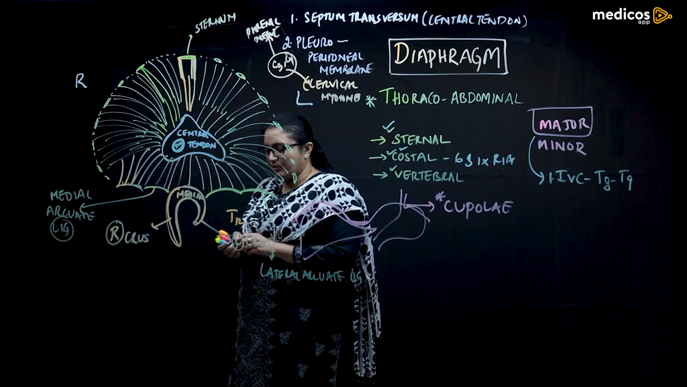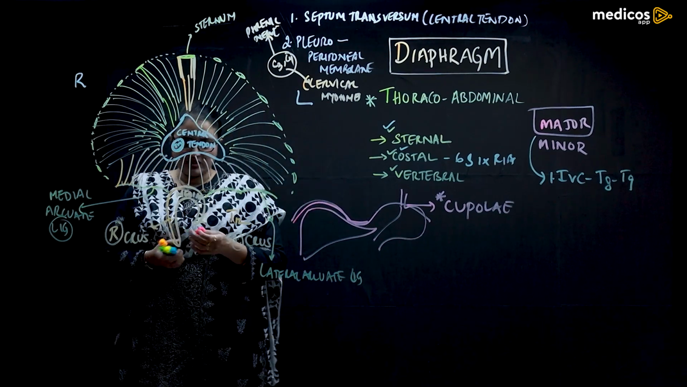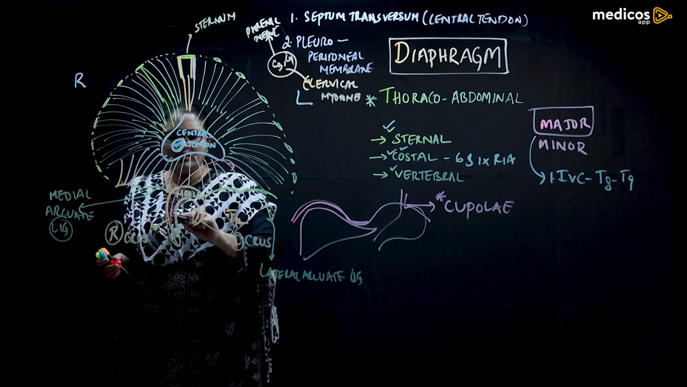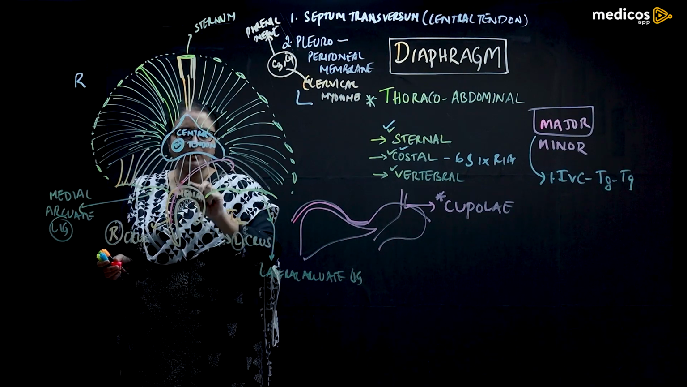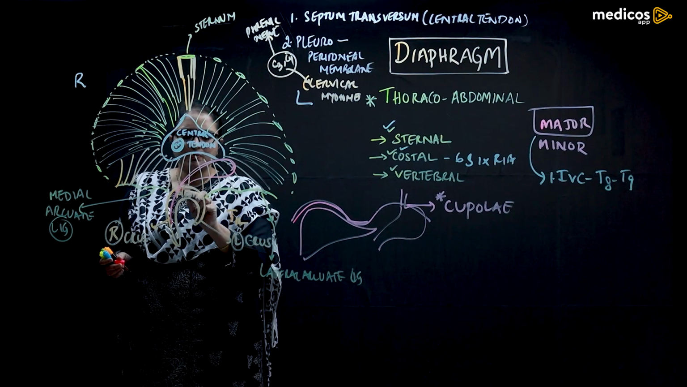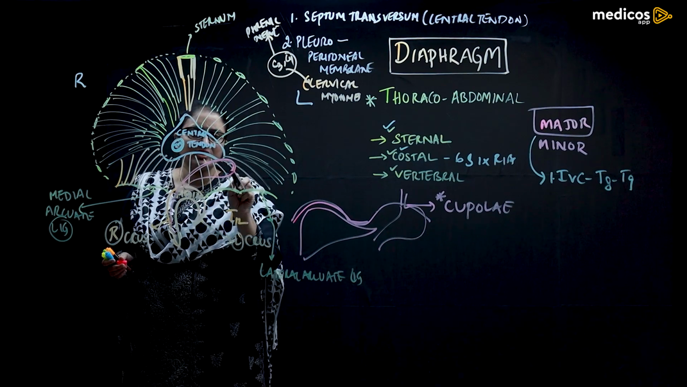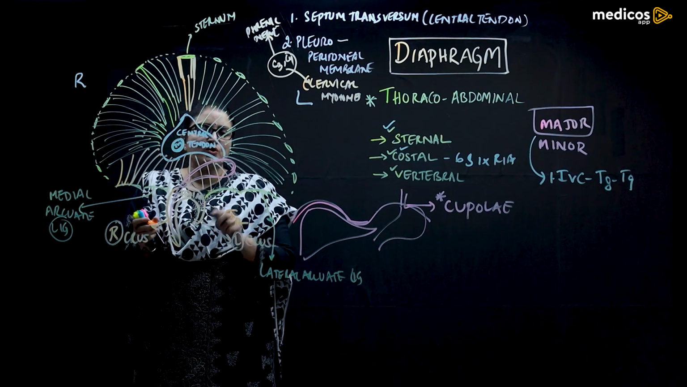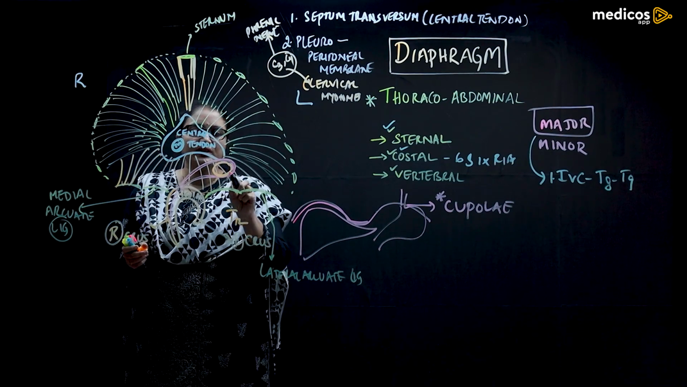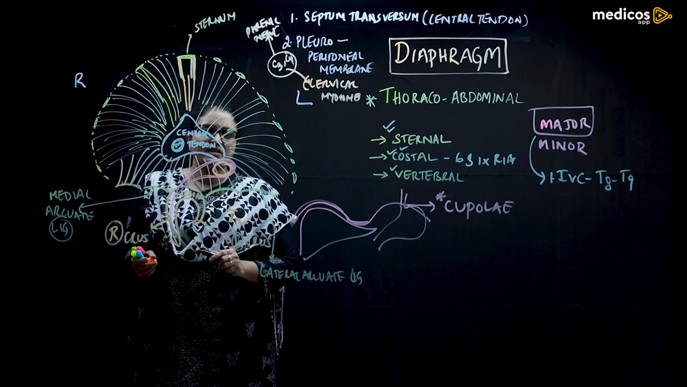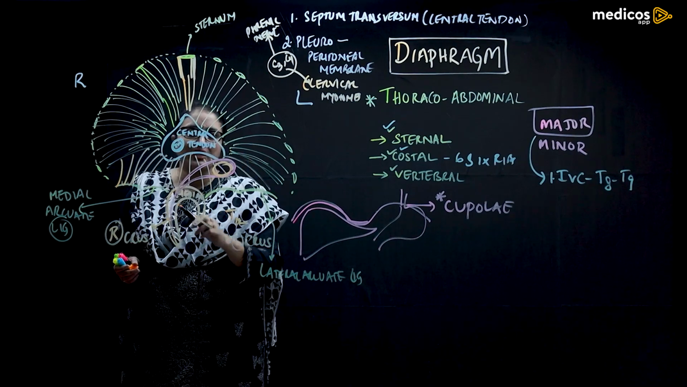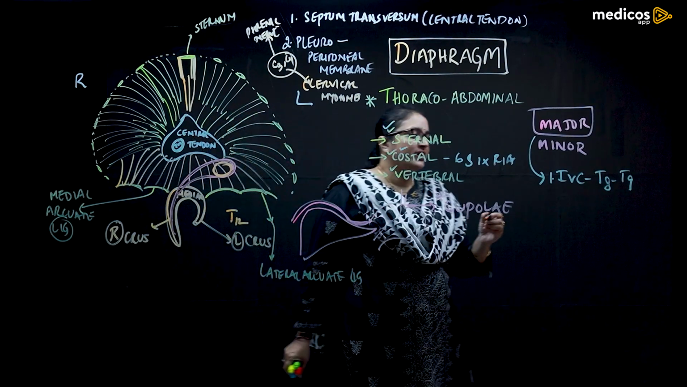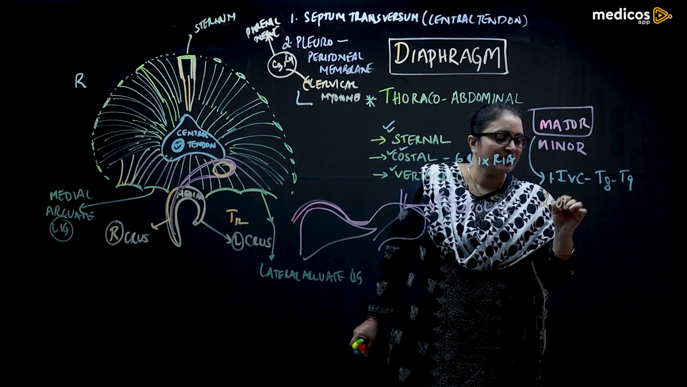Next, some fibers of the right crus pass obliquely towards the left and spiral around another opening. This is the opening of the esophagus. So which fibers are taking this course? The vertebral fibers take a spiral course and encircle the esophagus. So the second major opening is the esophageal opening.